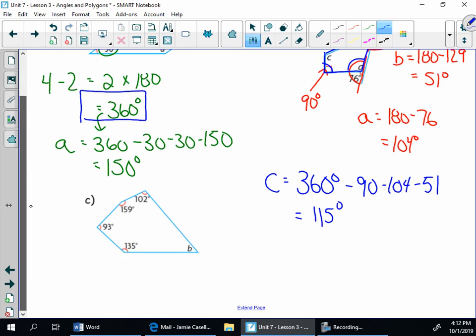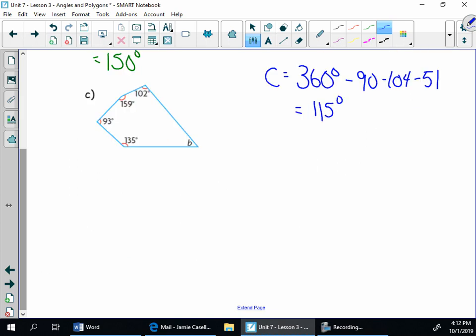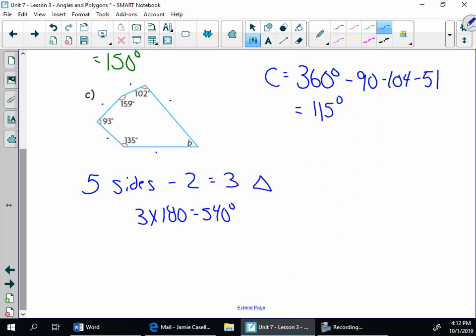Let's take a look at C here. Ooh, it's a messy looking shape. How many sides does this have? 1, 2, 3, 4, 5. 5 sides. Well, if I take my sides and I subtract 2, I get 3 triangles. 3 times 180 makes 540 degrees altogether.